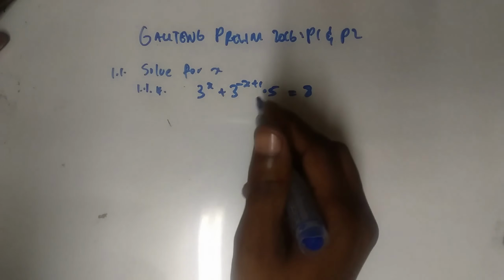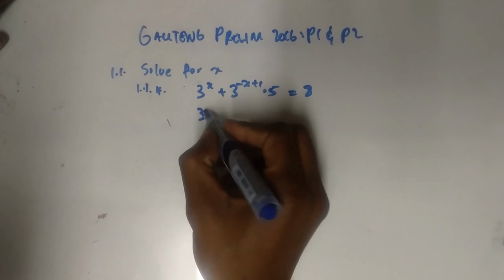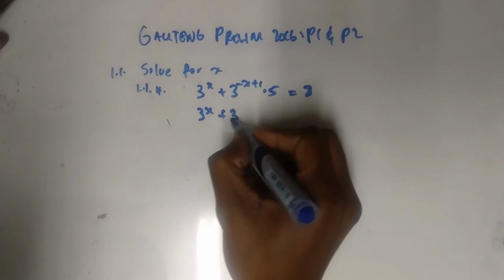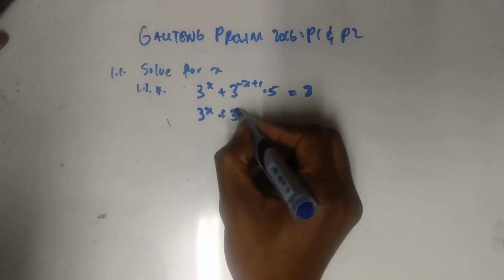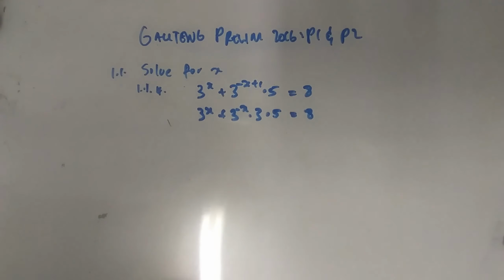So let us do the last question, subsection 1.1.4. I've got 3 to the x plus 3 to the negative x plus 1, times 5, is equal to 8. Solve for x. Let me write this as 3 to the x plus 3 to the negative x times 3 to the 1, which is just 3, times 5, which is equal to 8.